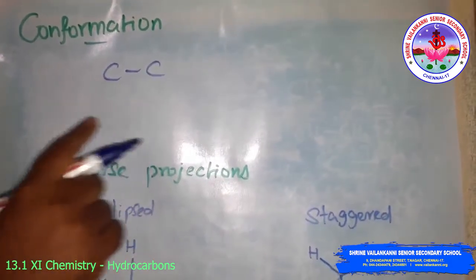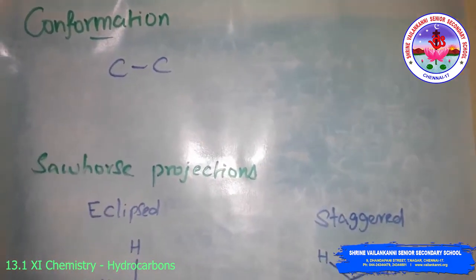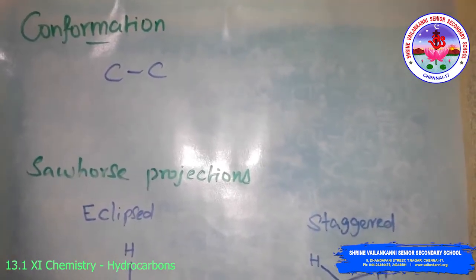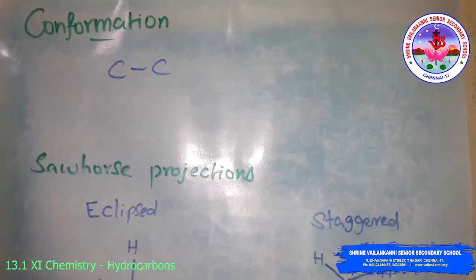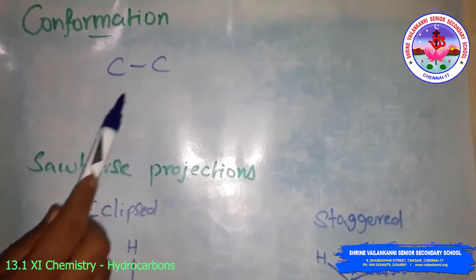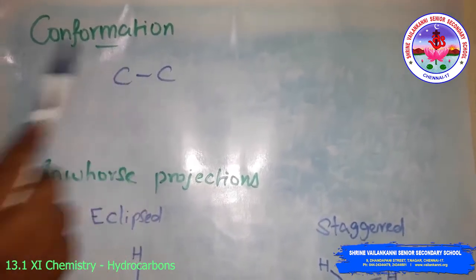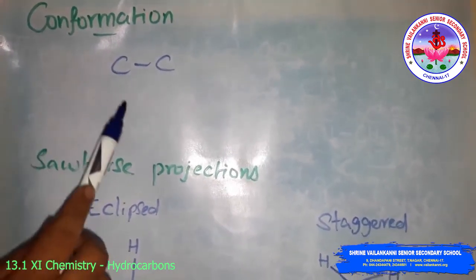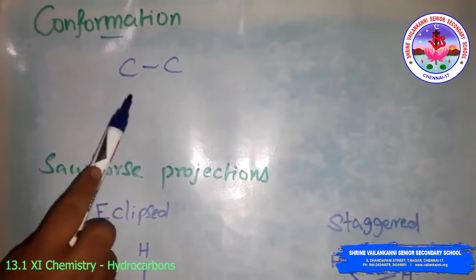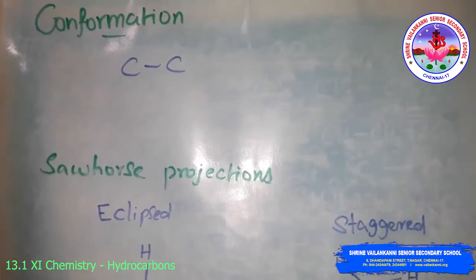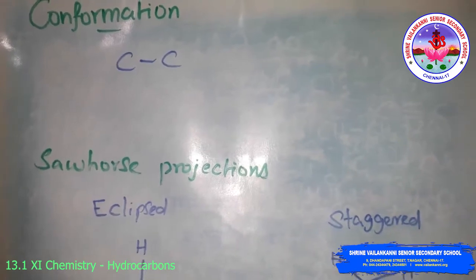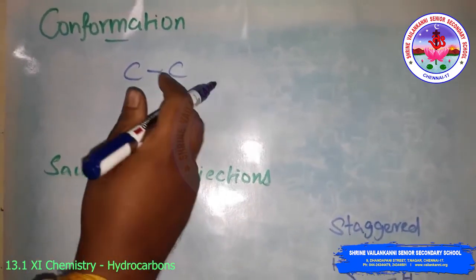The rotation results in different spatial arrangements of atoms in space, which can change into one another. That means the spatial arrangements of the atoms which can be converted into one another by rotation around the carbon single bonds are called conformations, conformers or rotamers. Here the alkanes can have an infinite number of conformations by rotation around the carbon single bonds.